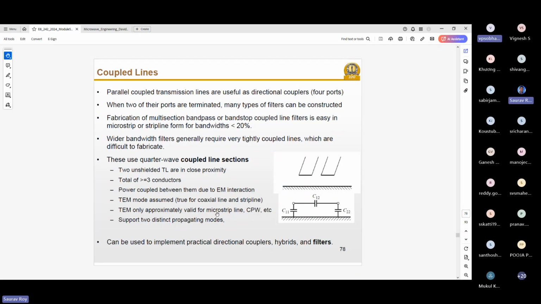Did you try with a rat race coupler? No, sir, I haven't tried it yet. Okay, so try it, and even with a branch line coupler you will get it. Generally, a very simple way to get better bandwidth is just cascading multiple sections. If one branch line section does not give you good bandwidth, you can just use two.